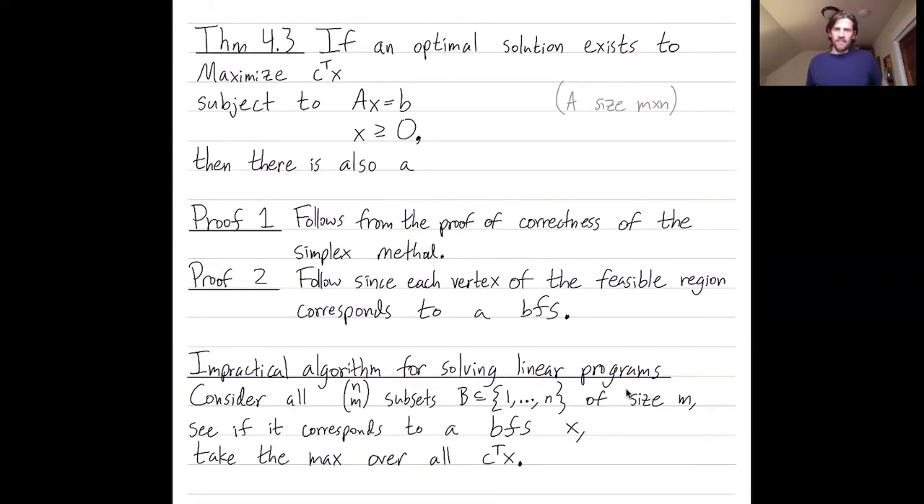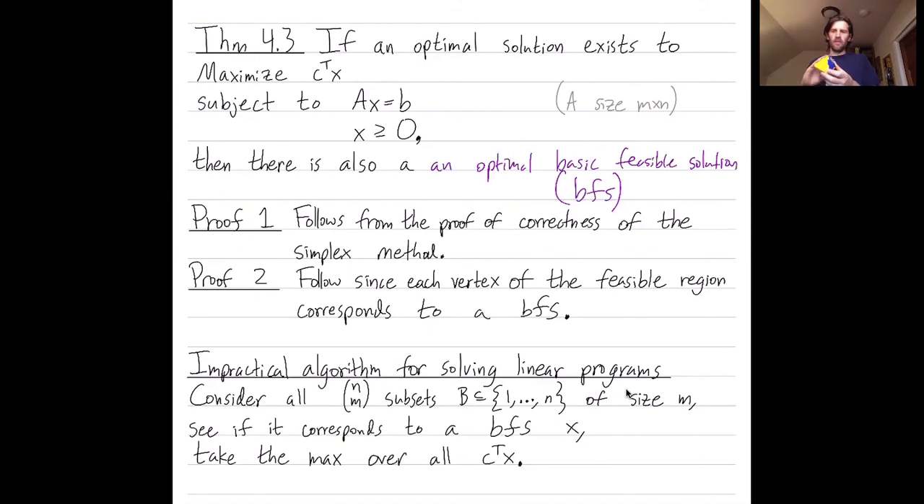An important theorem says that if an optimal solution exists to this linear program here written in equational form, then there is also an optimal basic feasible solution. Which we abbreviate as BFS. Okay, so we'll later see 2 proofs of this. One proof of this follows from the correctness of the simplex method.